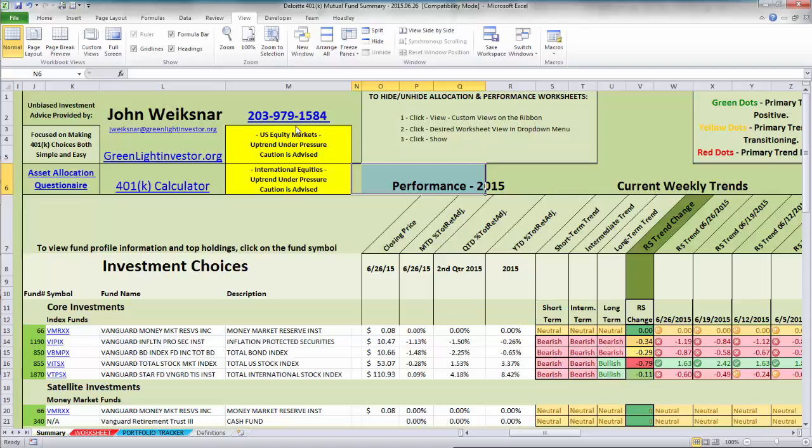That's what I've got for this week. I hope it's been helpful and gives you some ideas and resources for managing your 401k choices.